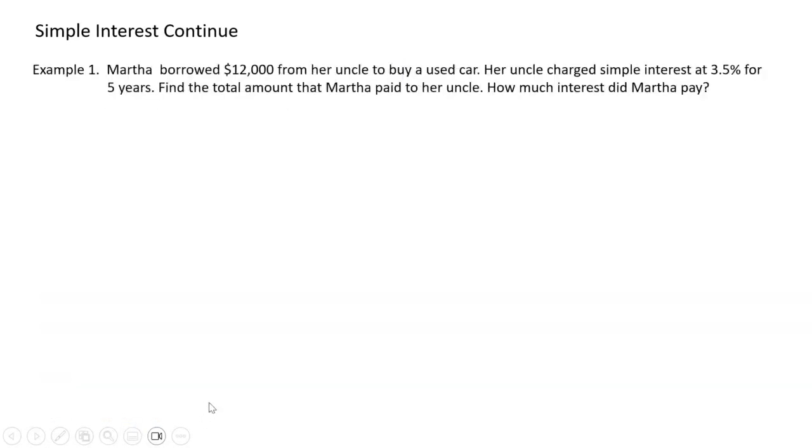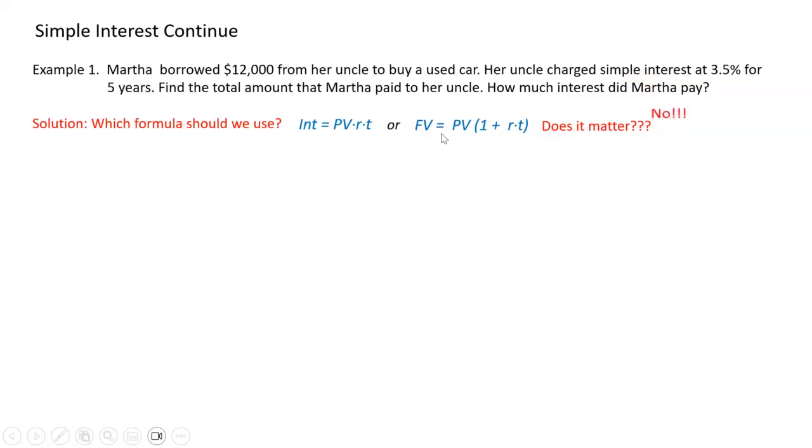Okay, now here's the first example. Martha borrowed $12,000 from her uncle to buy a used car. Her uncle charged simple interest at 3.5% for 5 years. Find the total amount that Martha paid to her uncle and how much interest did Martha pay. So which formula should we use? Should we use the interest formula, interest equal to present value times R times T, or should we use the future value of the simple interest? Does it matter? No, it doesn't.